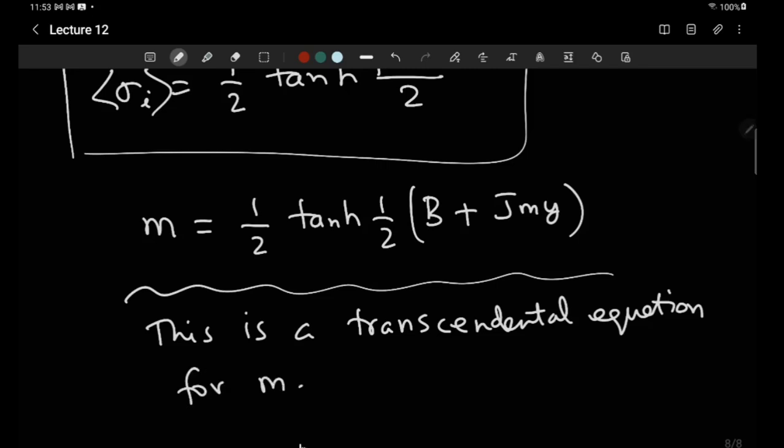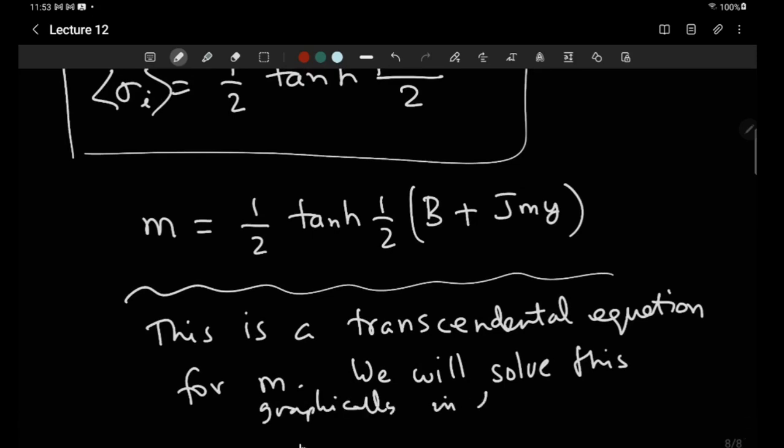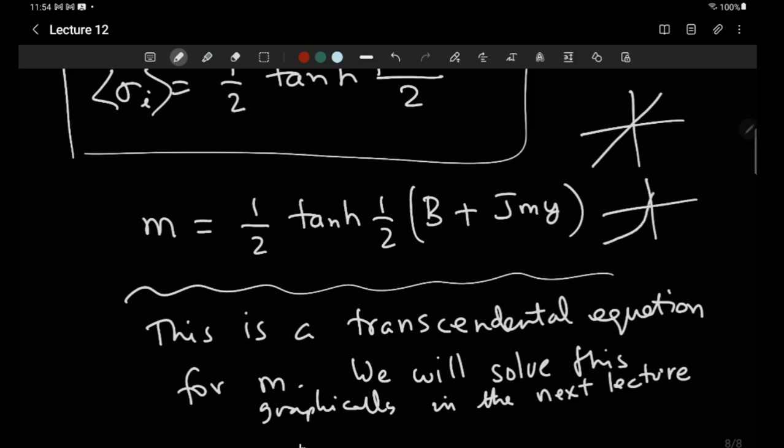So next lecture, that is tomorrow, it looks like it's very hard to solve. We will solve this graphically. What you can do is plot both left hand side and right hand side as a function of m and ask where they will meet. One of them will be a straight line, the other will be something like this. Let's do the case when b is 0, so it will pass through the origin. You have to ask where these two will intersect.